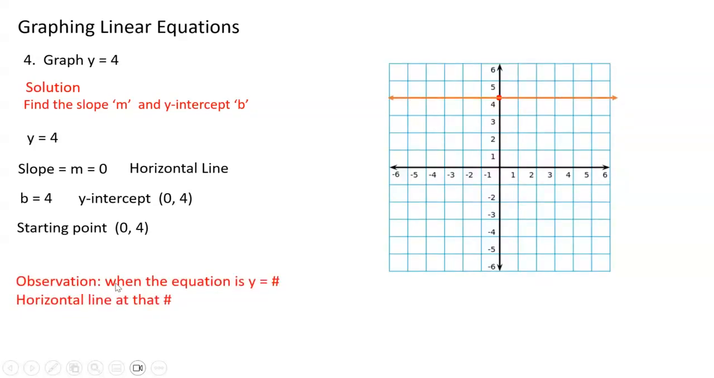Okay, now here's the observation. When the equation is y equals a number, any number, right? I put a number sign to make it easier for the students. The horizontal line will be at that number. For example, y equals 4. So it's going to be a horizontal line at y equals 4.